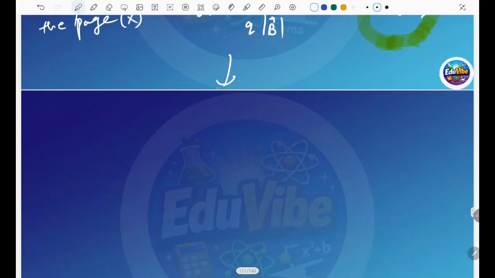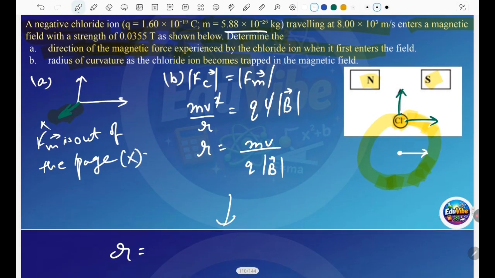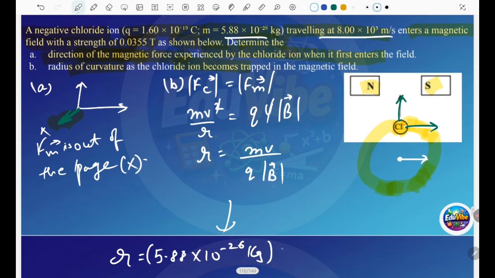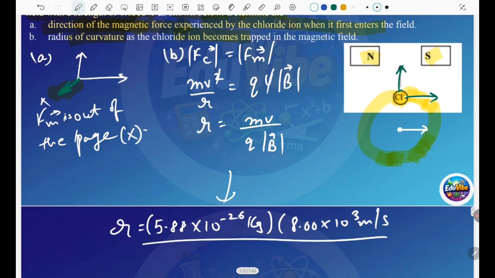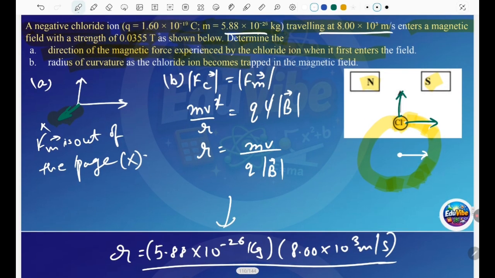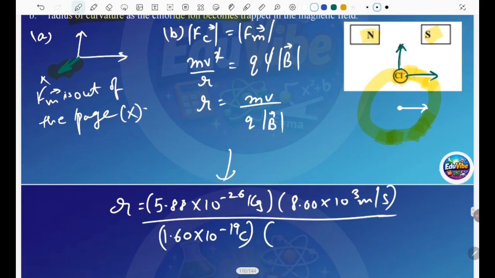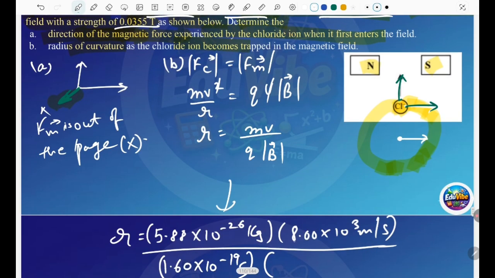So I want to solve for r. You want the mass, which is 5.88 × 10^-26 kg. Your velocity is also there, which is 8.00 × 10^3 meters per second. Your charge is also given to you, which is the elementary charge, 1.6 × 10^-19 coulombs. And your magnetic field is also given to us.